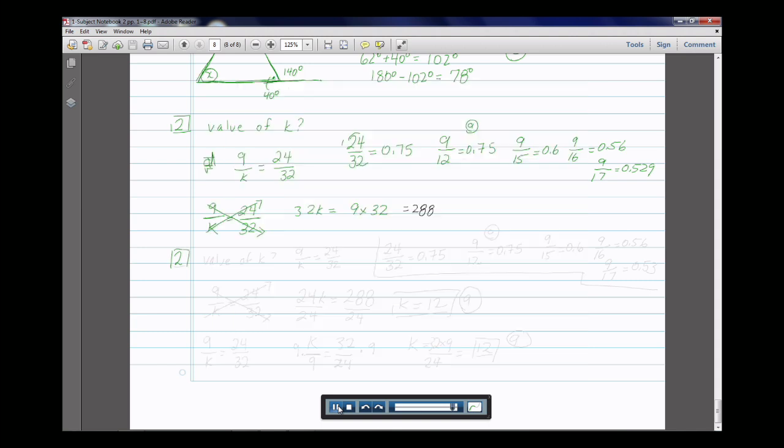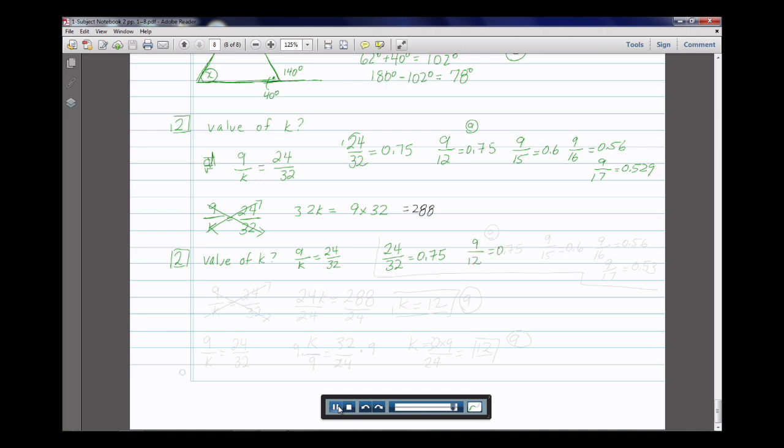Multiple choice 2, they want to know the value of K when you have two ratios set equal to each other. 9 over K equals 24 over 32. Now I can think of at least 3 ways to do this. If all else fails, you can always do guess and check. So you do 24 over 32, and you put 0.75, and then you just put in the answers. Because it's multiple choice, you can do this. You wouldn't be able to do it if you were working everything out, because you wouldn't know the possible answers. But take advantage of the fact you have multiple choice.